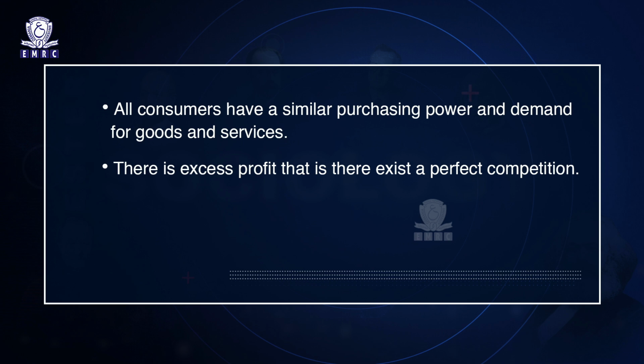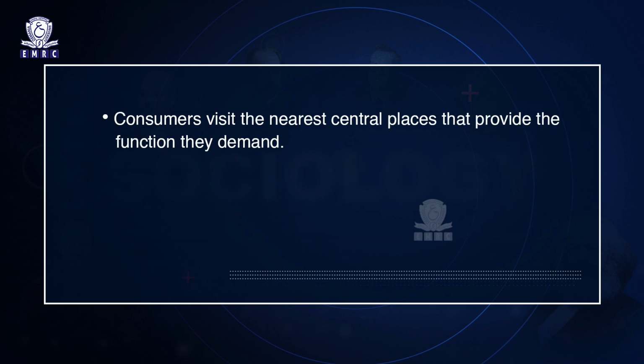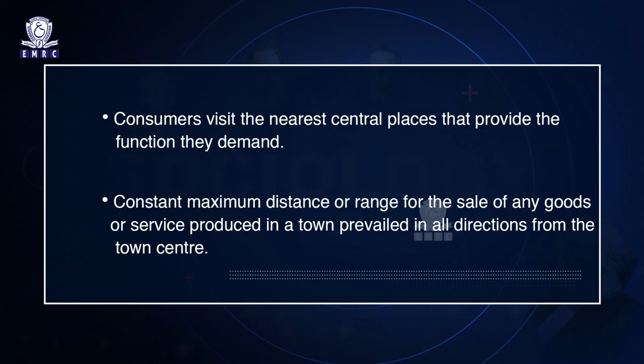There is no excess profit, that is, there exists perfect competition. There is a uniform transport network that permits direct travel from each settlement to the other, and transport cost rises proportionately with distance. Consumers visit the nearest central places that provide the function they demand. They minimize the distance to be travelled. A constant maximum distance or range for the sale of any goods or services produced in a town prevails in all directions from the town centre.